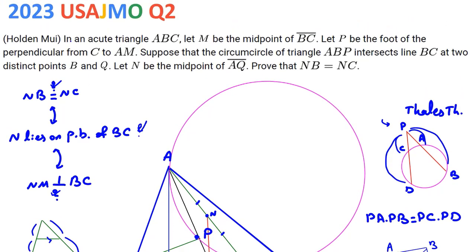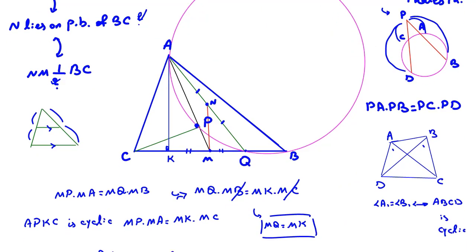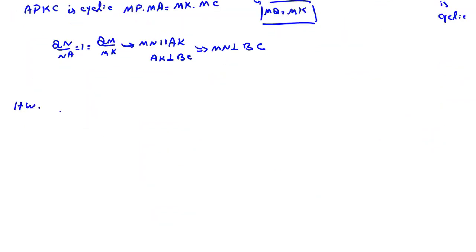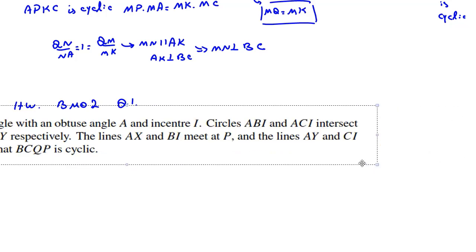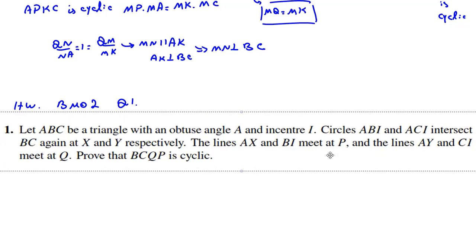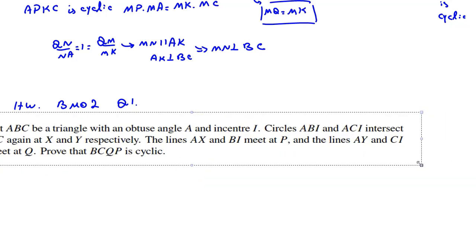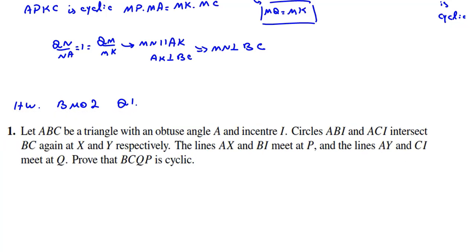Let me write a homework for you related to exactly this property in geometry, when we have a cyclic quadrilateral. As homework, try to solve BMO2, British Mathematical Olympiad round 2, question number 1. I can say BMO and USAMO are the most prestigious national exams in Math Olympiad, so try to do this problem as homework.